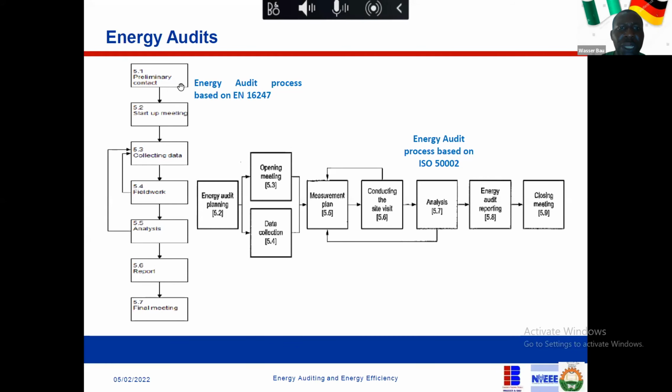If you look at it very well, you'll see that the startup meeting is for you to brief the management on what you are about to do. And it's in this meeting that you call the favor of everybody. Because auditing is a complicated thing. Any kind of audit is problematic.